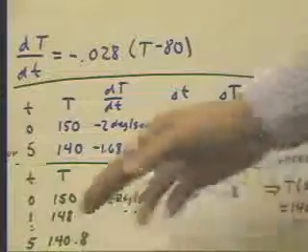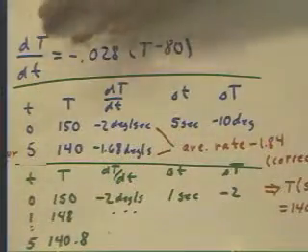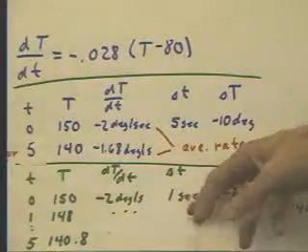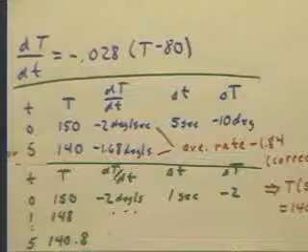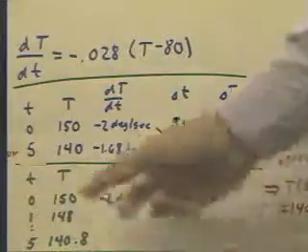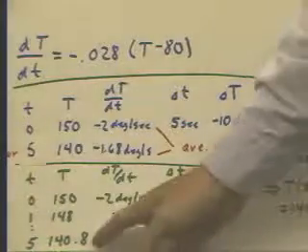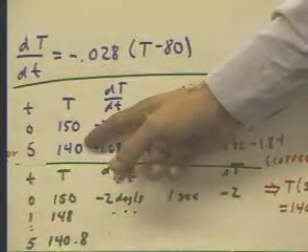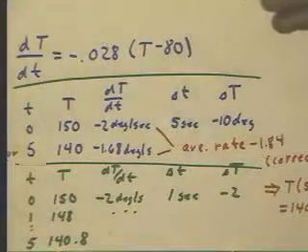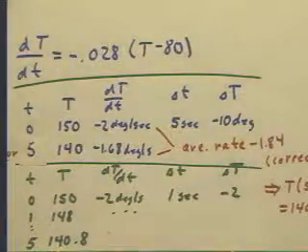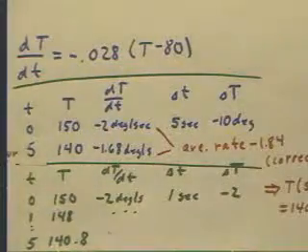We would then take this 148 degrees, put it back into the formula here, and get another rate which we would apply for 1 second and get a delta T, and we continue on down to clock time 5, where we get a temperature of 140.8 degrees, which is a little higher than the 140 as we would have expected. Now we might ask, how could we use this information to get a more accurate picture?